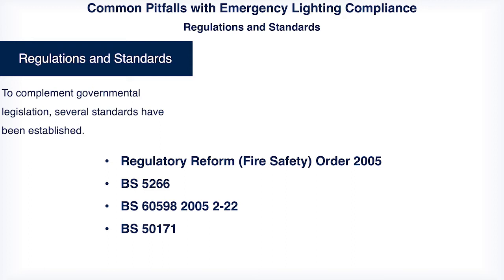BS 5266, 60598 are British standards for emergency lighting, as is 50171. Obviously, the Regulatory Reform Fire Safety Order has a key part to play in how it allocates responsibility for emergency lighting to certain people within a business or an organisation. There's another standard, which is EN 1838, often spoken about within lighting circles.